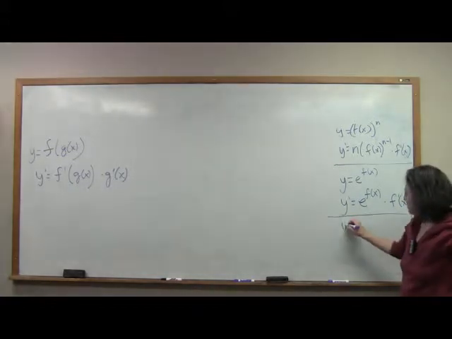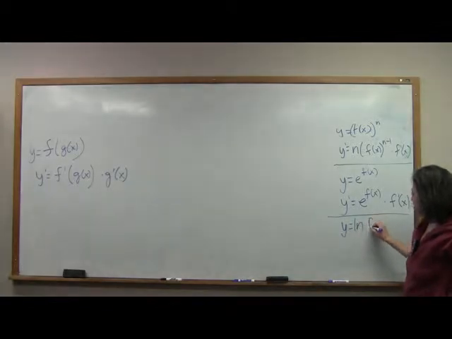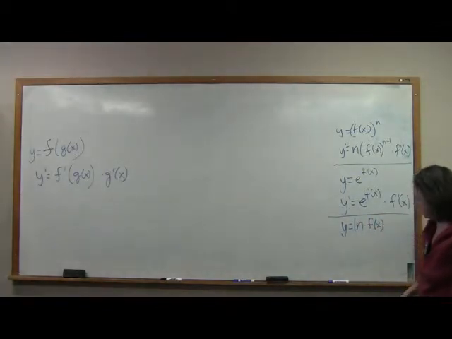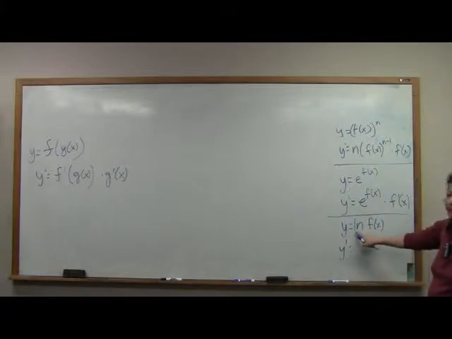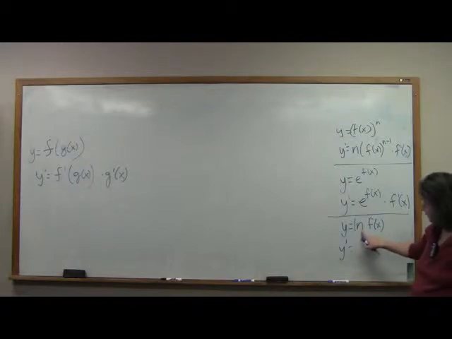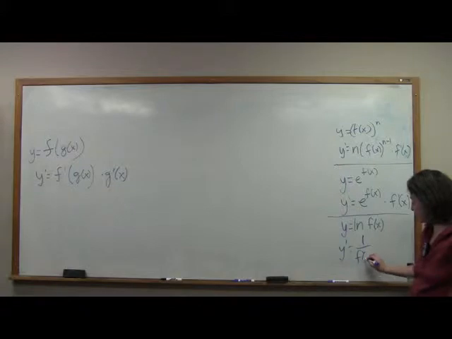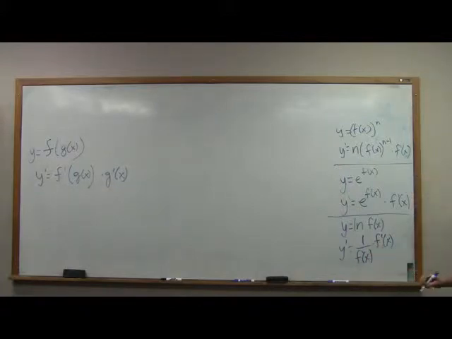And lastly, we have the natural log of some function. Well, what you do is you take the derivative of the outer, leaving the inner alone, and we know the derivative of the natural log of x is 1 over x, so it's 1 over f of x times the derivative of what's inside. And notice this is simply equal to f prime of x over f of x.